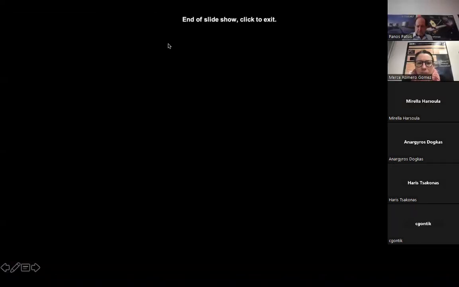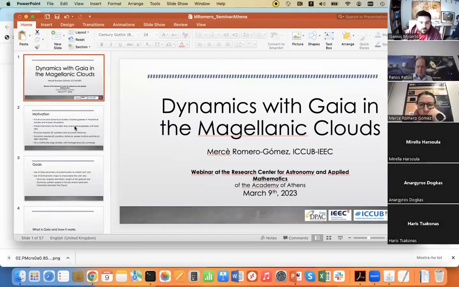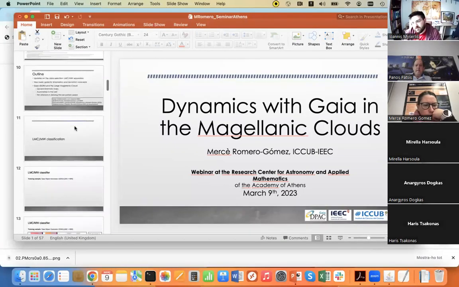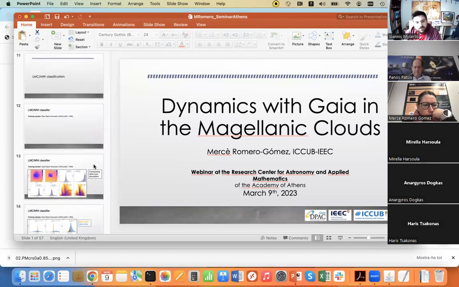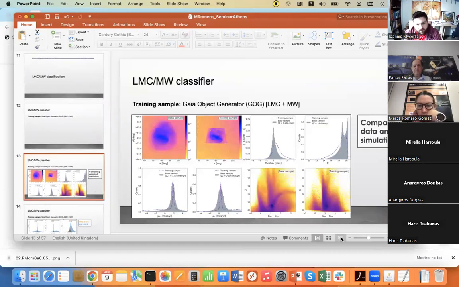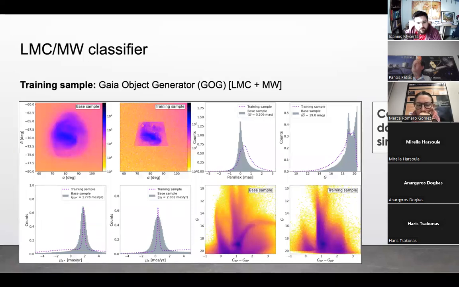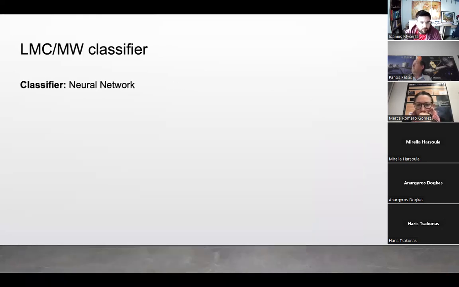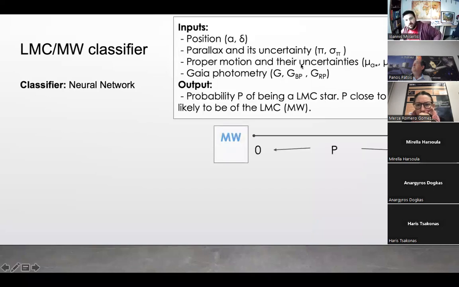One question was in the first part of your talk with the neural network classification of LMC and Milky Way stars. Maybe I missed it, but I think you showed the selection based on parallax and, let's say, kinematic parameters. But my understanding is that you said Gaia also has spectra. Is there not a possibility to differentiate spectrally the two?